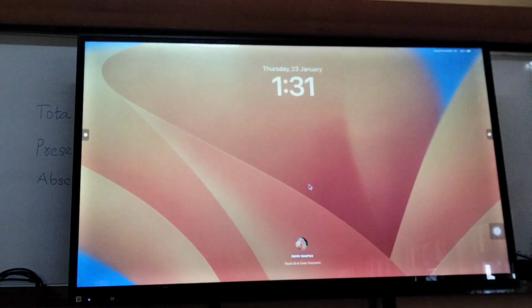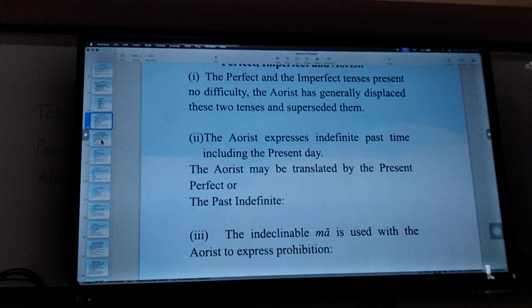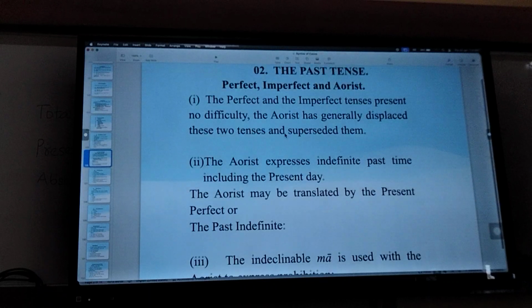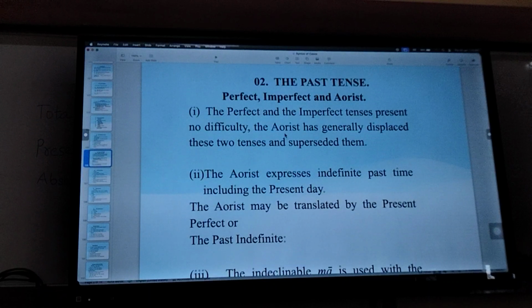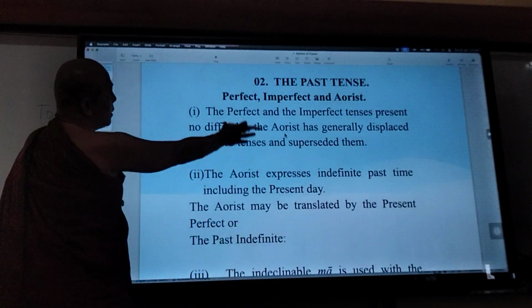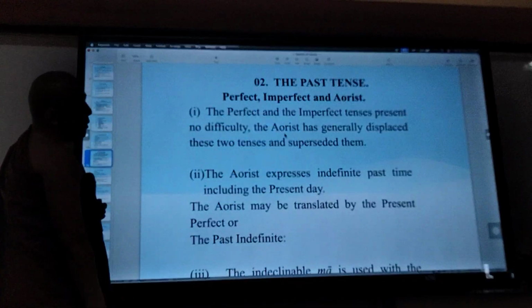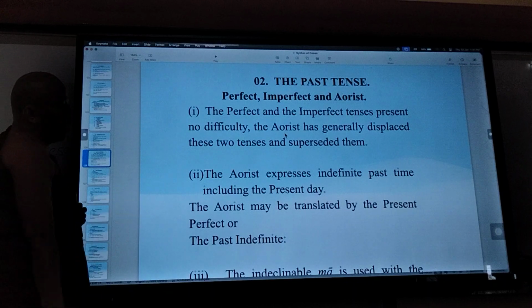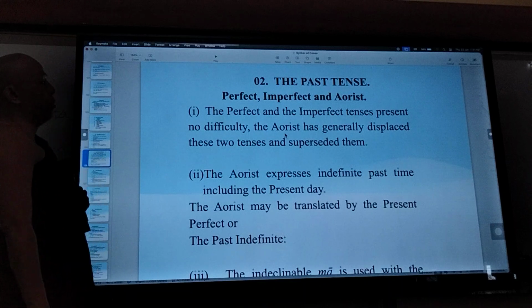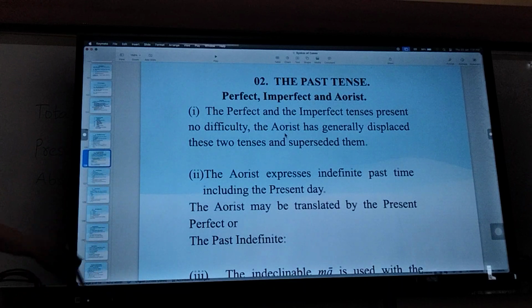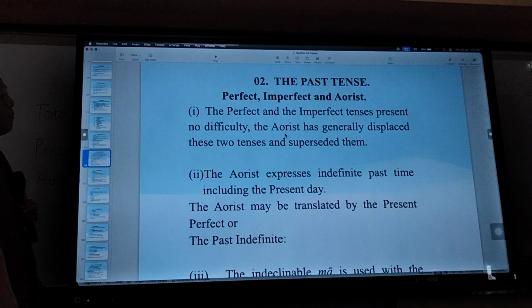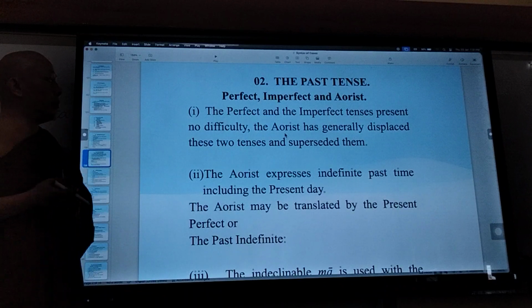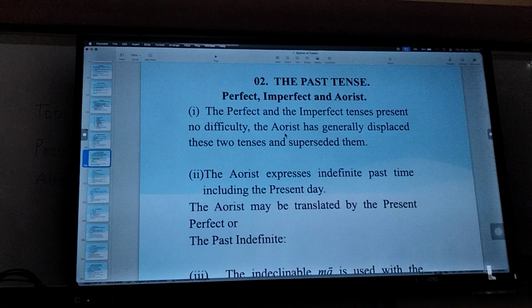Now the second one is about the past tense: the aorist, perfect, and imperfect. The perfect and imperfect tenses are present without difficulty because they are already changed. Even though they are translated as perfect or imperfect, or definite or indefinite, that is just translation of the technical term. But the usage is exactly the same as the aorist.